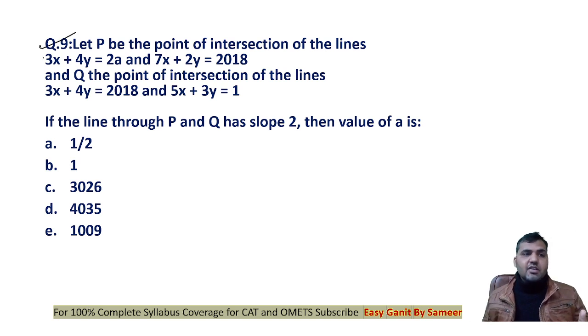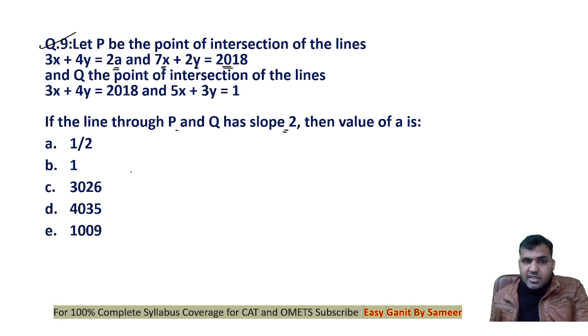That's the last question of coordinate geometry from the previous XAT paper, guys. Let P be the point of intersection of two lines, 3x plus 4y is equal to 2a, 7x plus 2y is equal to 2018. Now the line through P and Q has a slope of 2, then the value of a is. This question is actually very easy to solve, but very lengthy in calculation. See guys, take two lines, right?